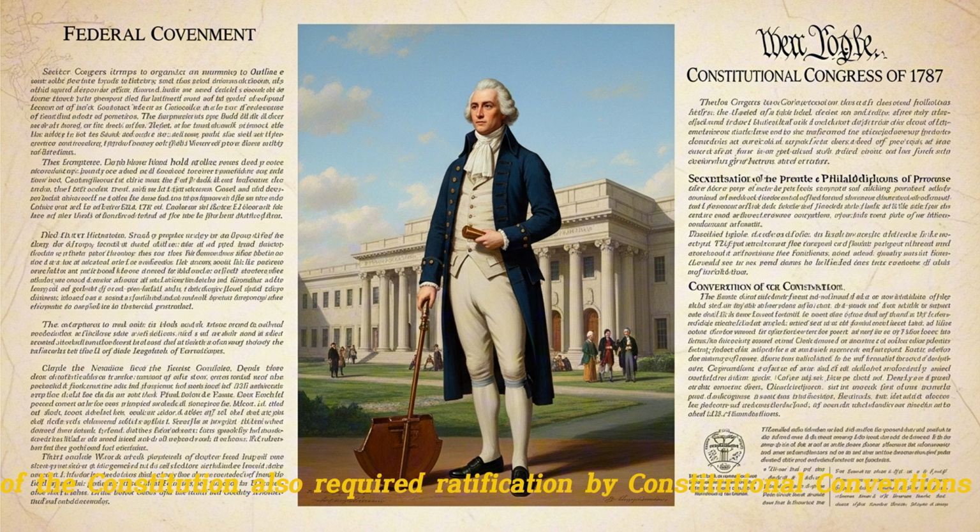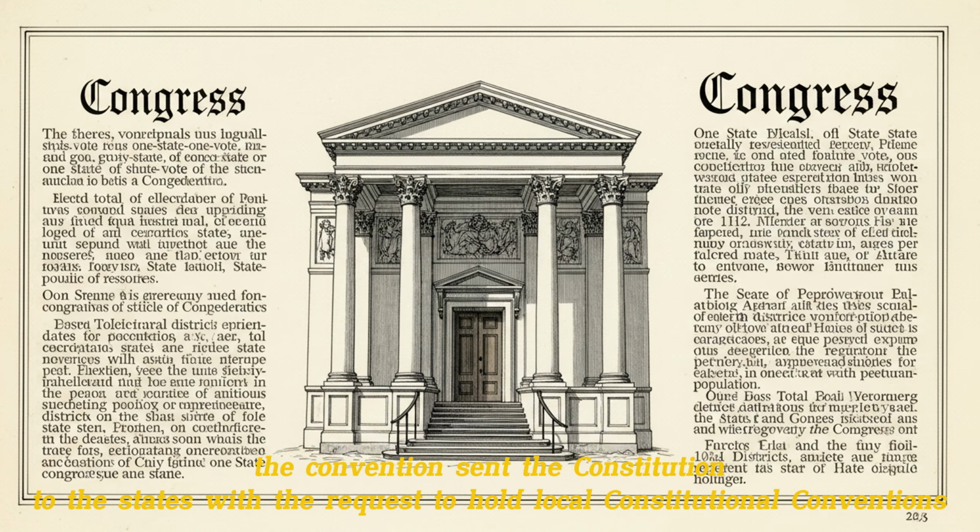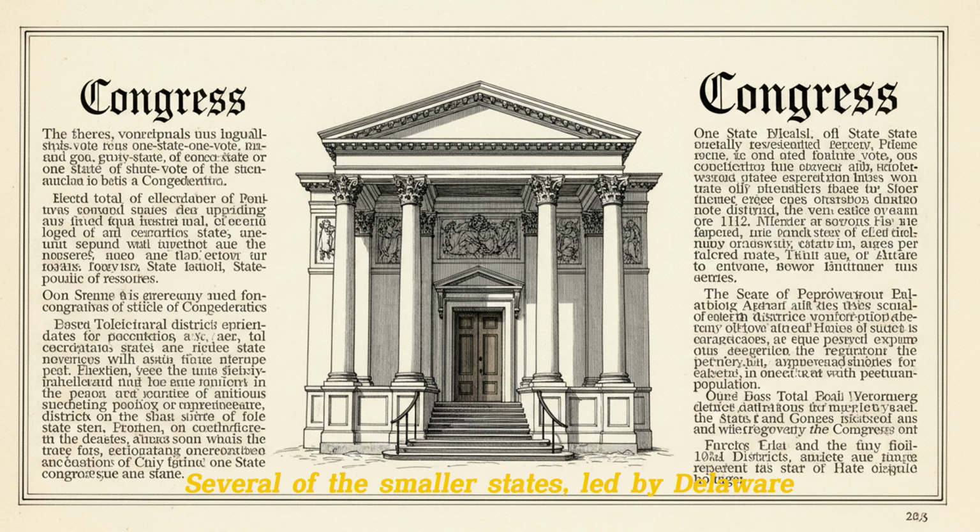The language of the Constitution also called for ratification by constitutional conventions in each state, which were specifically appointed to this task. Therefore, the convention sent the Constitution to the states with the request that local constitutional conventions be held. Several of the smaller states, led by Delaware, accepted the draft Constitution without hesitation. But in both New York and Virginia, especially New York, the issue became hotly contested.